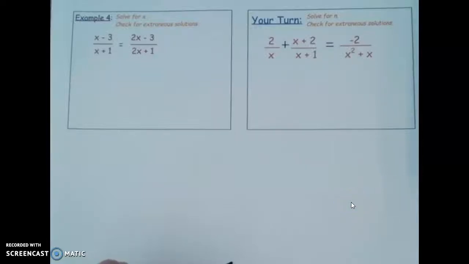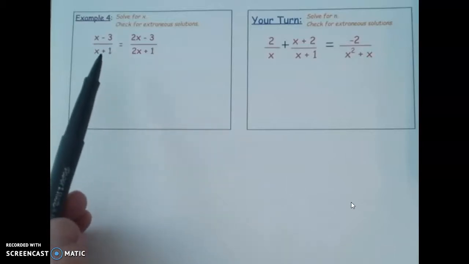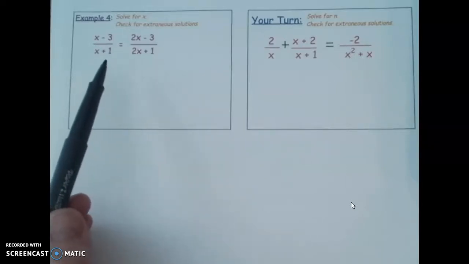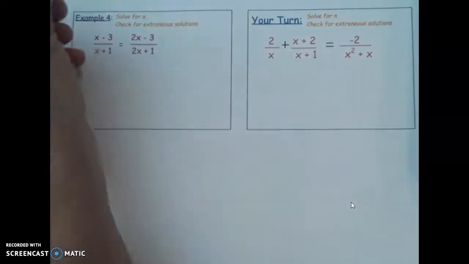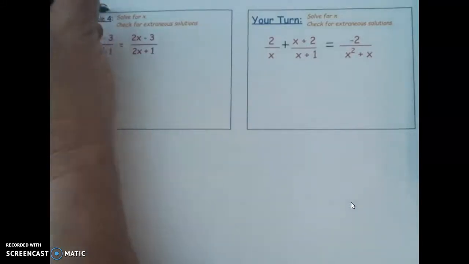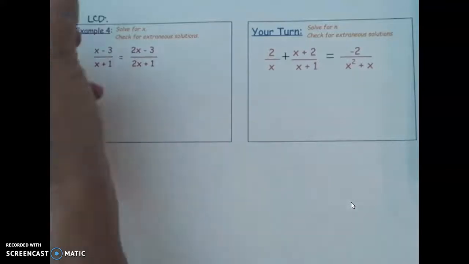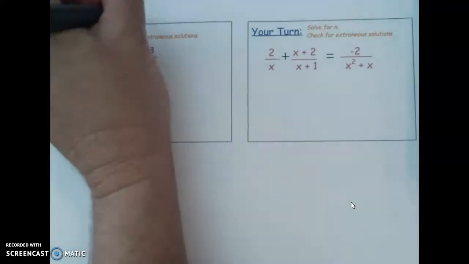Okay, we are back, and with example 4, you will notice this one looks just a little different because we only have one fraction on the left-hand side. This is actually a proportion, and we usually solve those by cross multiplying, and you can. I'm still just going to practice our concept of finding that common denominator, so I'm going to come up here and we'll write our least common denominator. So we need x plus 1, and then we need 2x plus 1.